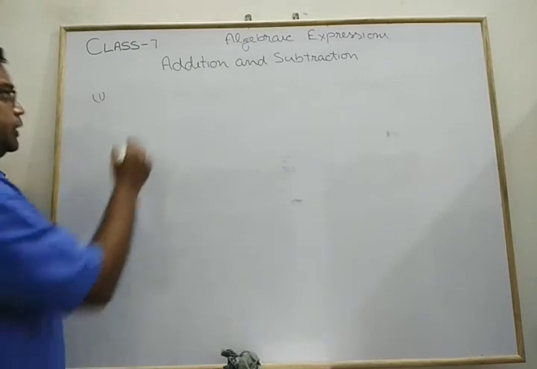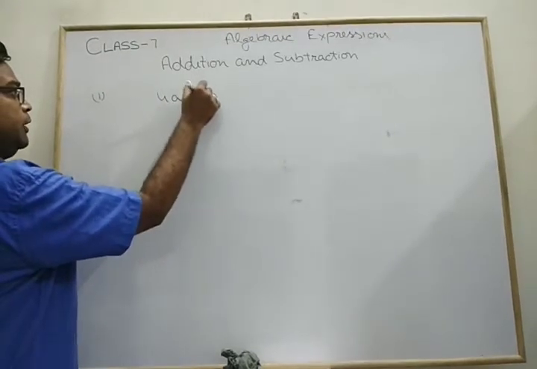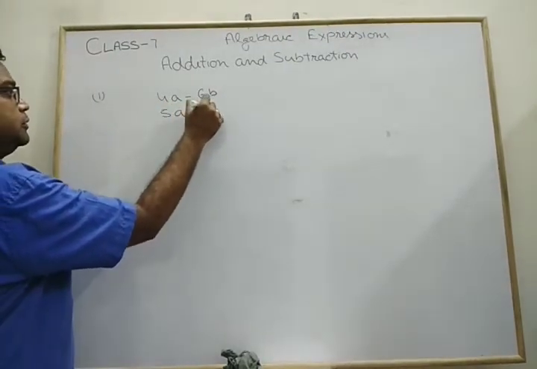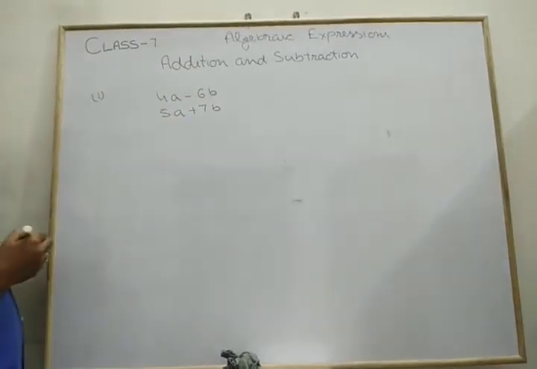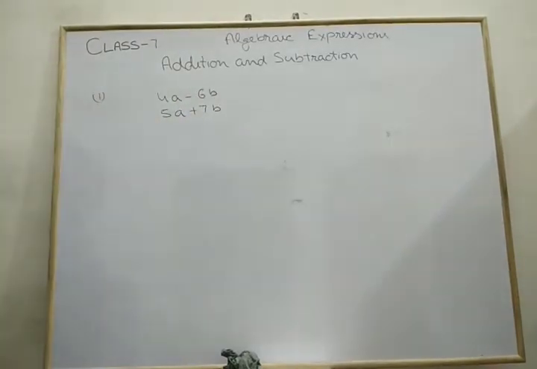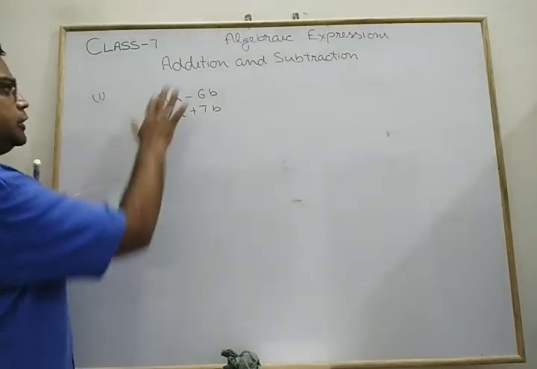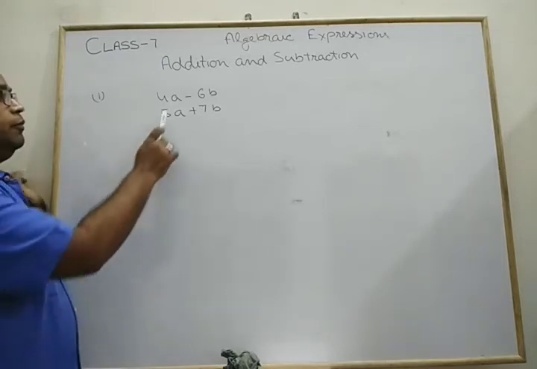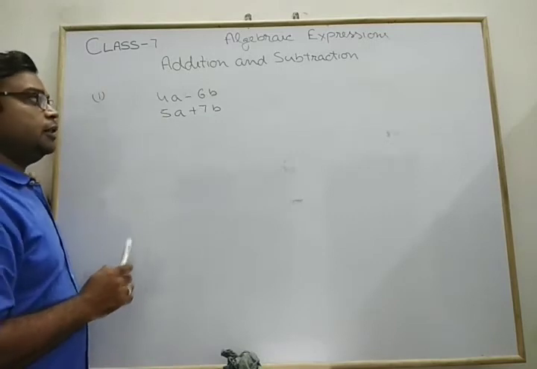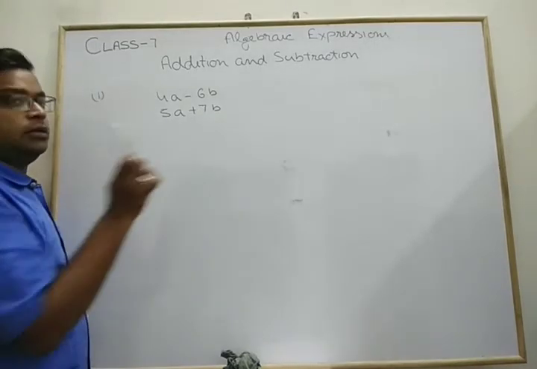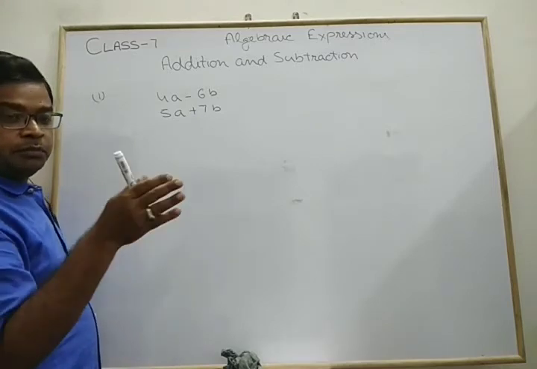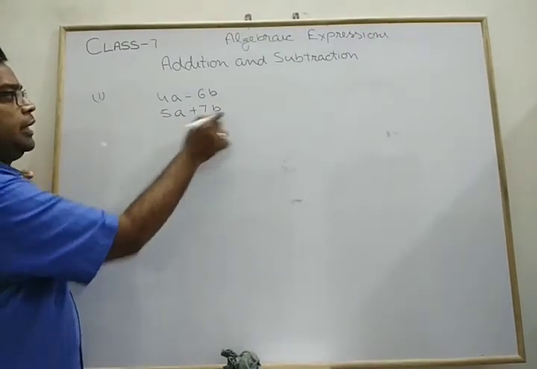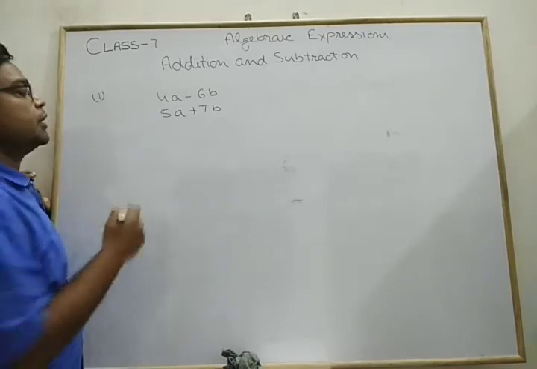Take one example. First example, it says add 4a minus 6b and 5a plus 7b. We are going to add this one. So for addition, this is your column method. This method is known as your column method. In this case, what do we do? We first arrange one expression, then below that we arrange the second expression, but take care that like terms must be just below the same one. Means these are like terms and these are like terms, they are just one above each other.